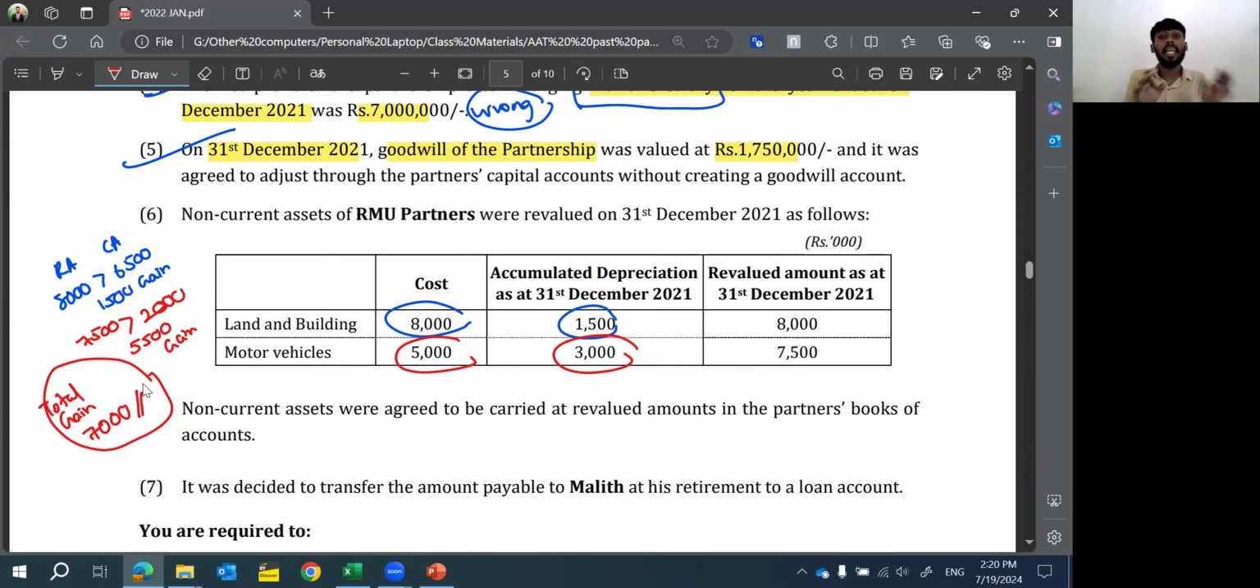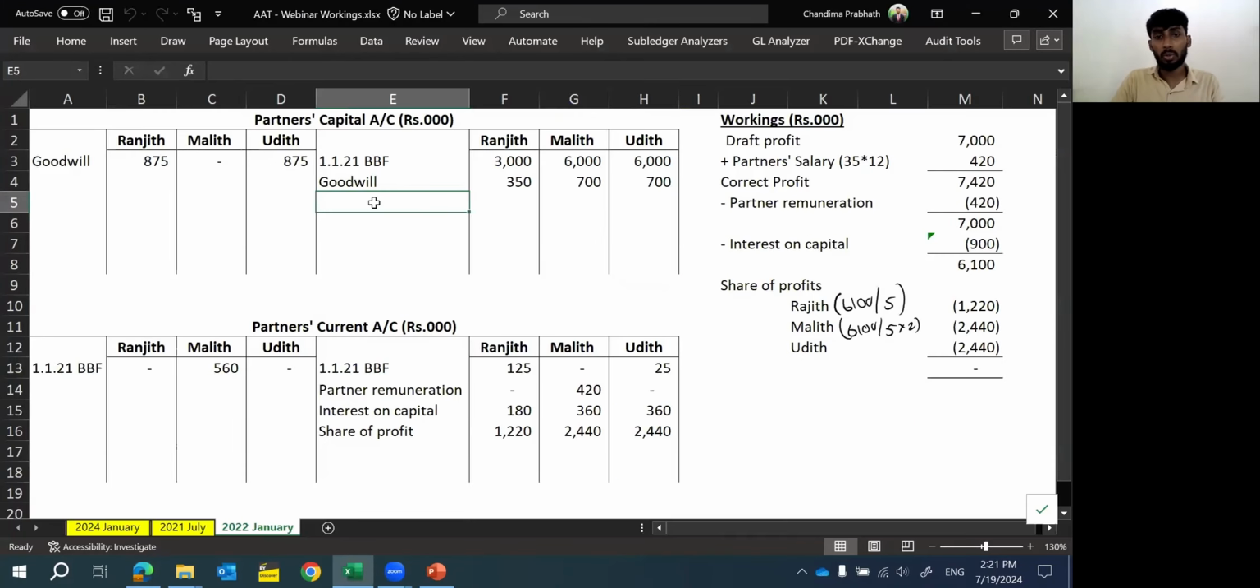This total gain needs to be distributed using the old ratio. What is the old ratio? 1 to 2. Okay. 7,000 needs to be split using that old profit sharing ratio, 1 to 2. So let me do the revaluation. This is a net gain. A gain is an increase in the equity, so I am crediting the capital accounts.